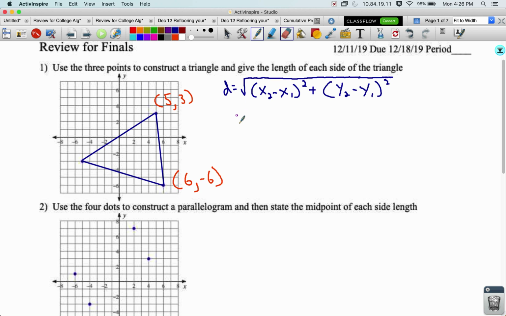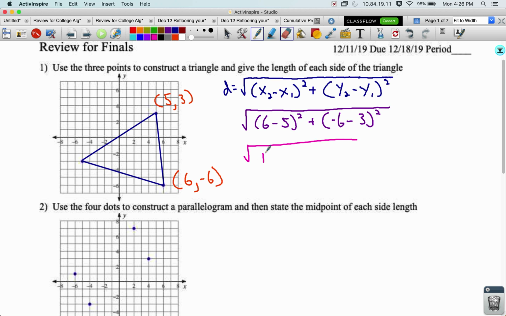All right, let's see what we get here. We've got the square root of 6 minus 5 squared plus -6 minus 3 squared. That's going to become the square root of 1 squared plus -9 squared, the square root of 1 plus 81. So this length in here is the square root of 82.